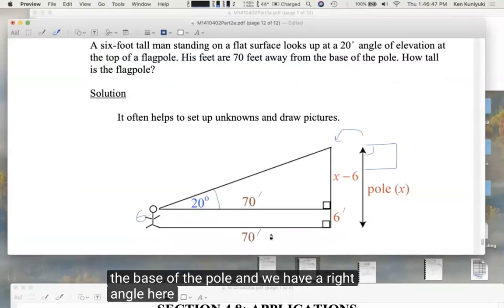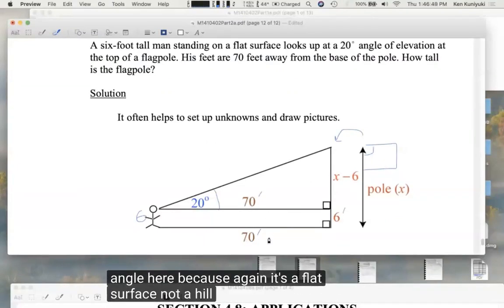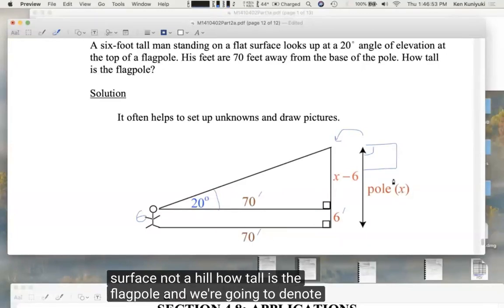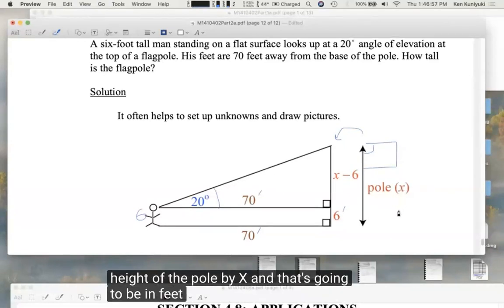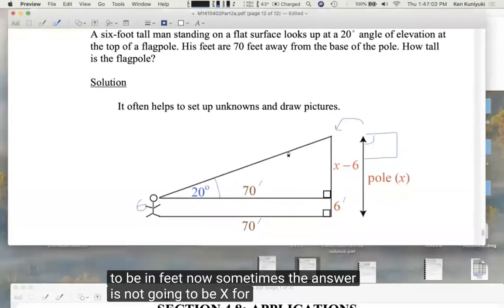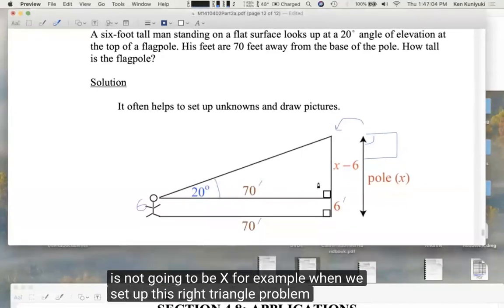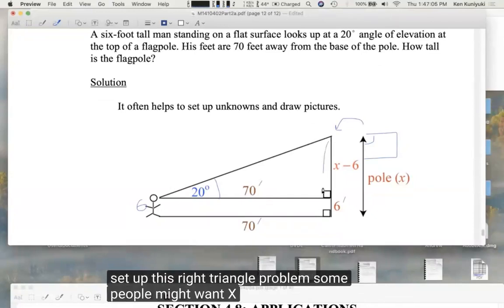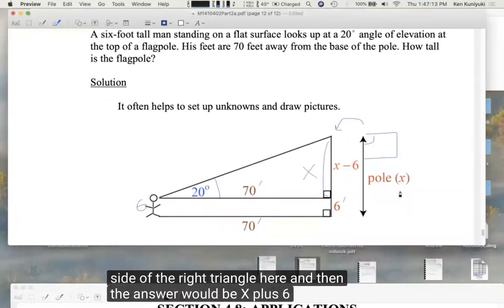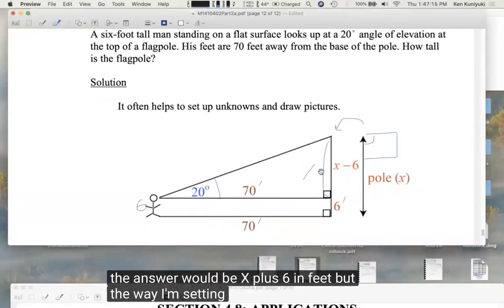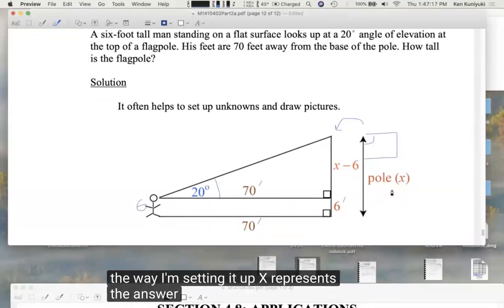And we have a right angle here because, again, it's a flat surface, not a hill. How tall is the flagpole? And we're going to denote the height of the pole by x. And that's going to be in feet. Now, sometimes the answer is not going to be x. For example, when we set up this right triangle problem, some people might want x to be the actual side of the right triangle here, and then the answer would be x plus 6 in feet. But the way I'm setting it up, x will represent the answer in feet.